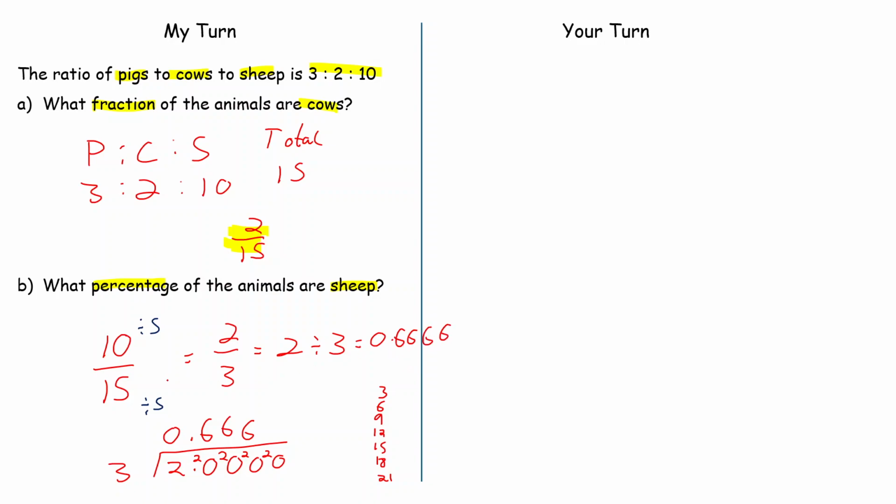So I've got it into a fraction and a decimal. To get it into a percentage, I've got to do 0.66666 times 100. So 0.6666 times it by 100, which is going to give me 66.6 recurring percent.